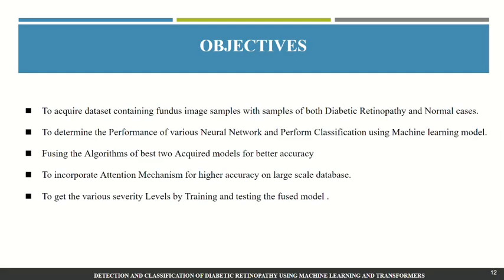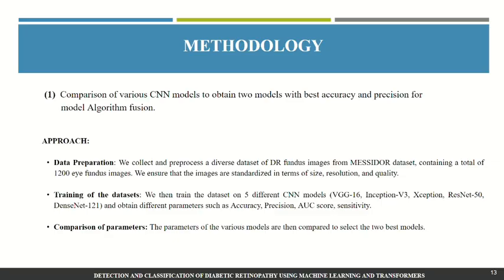These are the objectives: to acquire a dataset containing fundus image samples of both diabetic retinopathy and normal cases, to determine the performance of various neural networks and perform classification using CNN models, choosing the 2 best CNN models for better accuracy, to incorporate an attention mechanism for higher accuracy, and to get various severity levels by training and testing the final models.